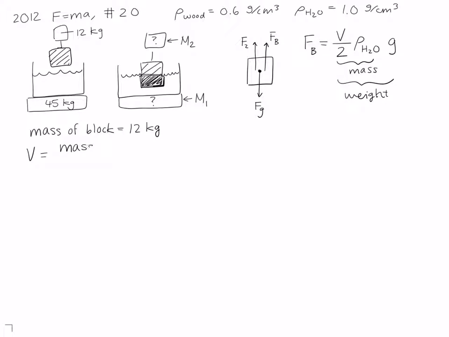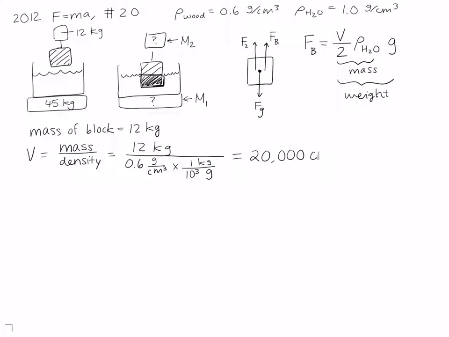Volume is just equal to mass over density, since density is defined as mass over volume. So we can plug in to get 12 kilograms over the density, which is 0.6 grams per centimeter cubed. Now we want to convert this to kilograms, so in 1 kilogram we have 10 cubed grams. And so this equals 20,000 centimeters cubed.